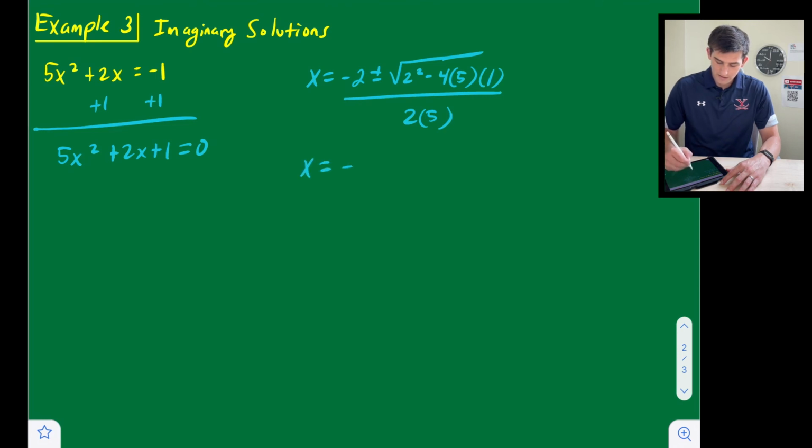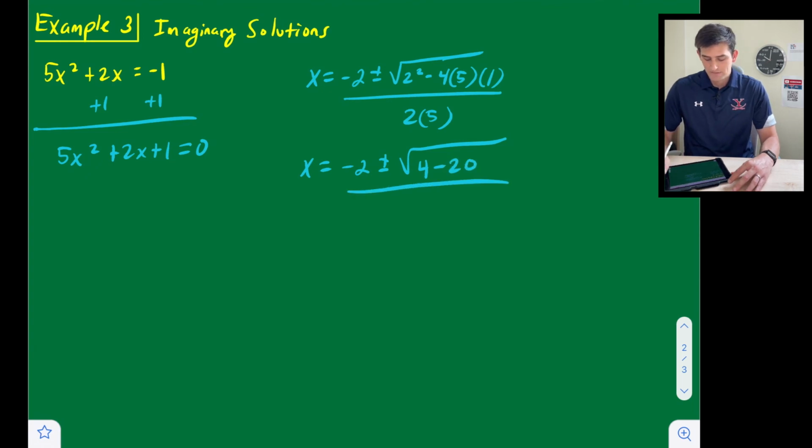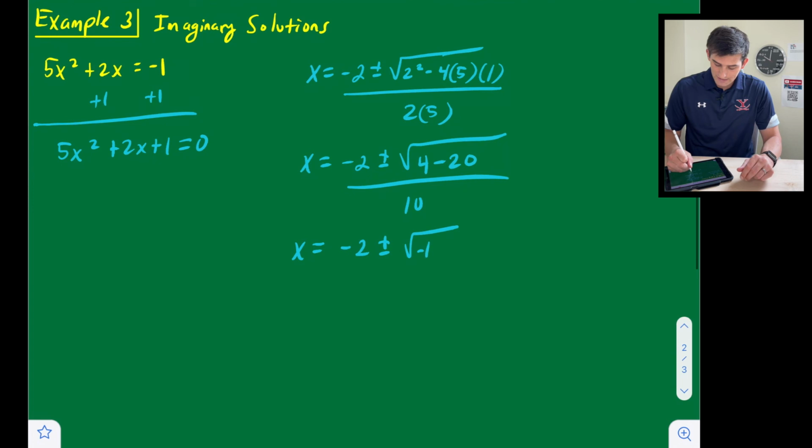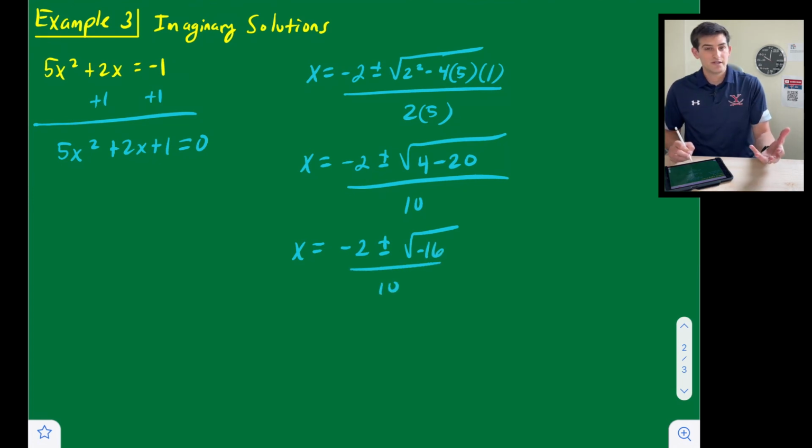So we get x is equal to negative 2 plus or minus 2 squared is 4. And this would be 4 minus 20. And now we're going to divide that by 10. So we get x equals negative 2 plus or minus 4 minus 20 would be negative 16, and we're going to divide that by 10. So now negative 16, our discriminant is negative, so we don't have a real solution. So this is where our imaginary solution comes in.